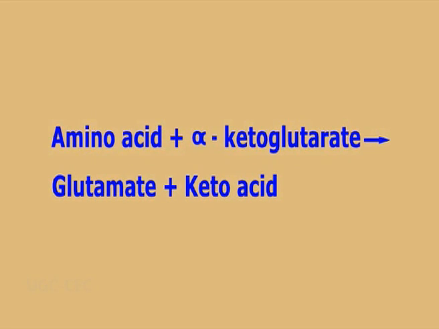These transaminase reactions are catalyzed by transaminase or aminotransferase enzyme and involve transfer of an amino group from an amino acid to a keto acid. For example, amino acid plus alpha ketoglutarate is converted into glutamate plus keto acid.